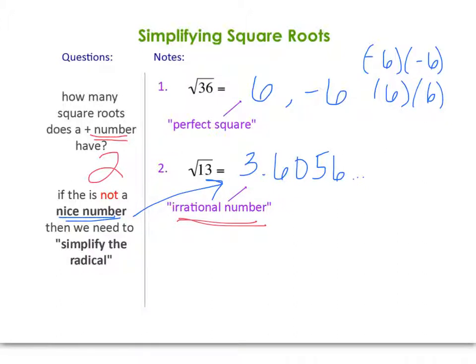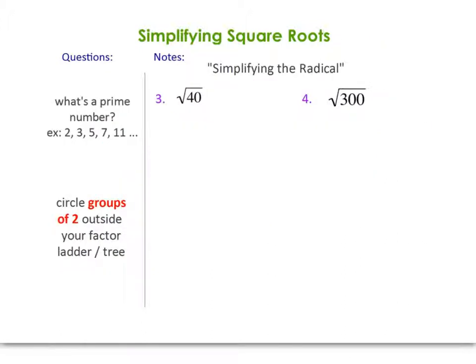So for prime numbers, it's going to look different than other numbers, but for a lot of numbers, maybe we can't find 2 perfect squares, but we can get an answer that's not this crazy decimal by simplifying the radical. So how do we do that? Let's look at my first example. It says the square root of 40.